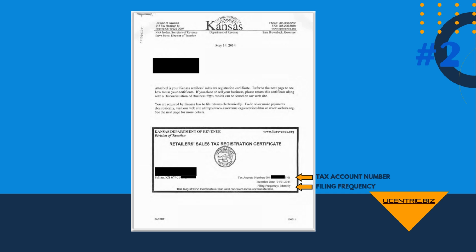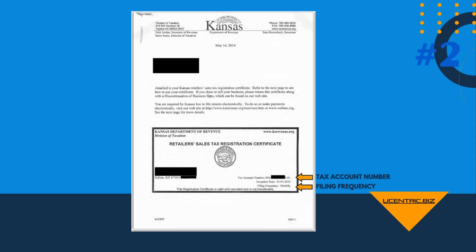That filing frequency could be annual, semi-annual, quarterly, monthly, or even, I believe, semi-monthly. Now, this frequency can and does change from year to year depending on the volume of sales that you have. You'll get a notice on an annual basis, or as those sales increase past a certain threshold, at the end of the year where the sales volume has increased or decreased considerably. So you really don't need to worry about that right now, but you do need to know how often you need to file your sales tax.